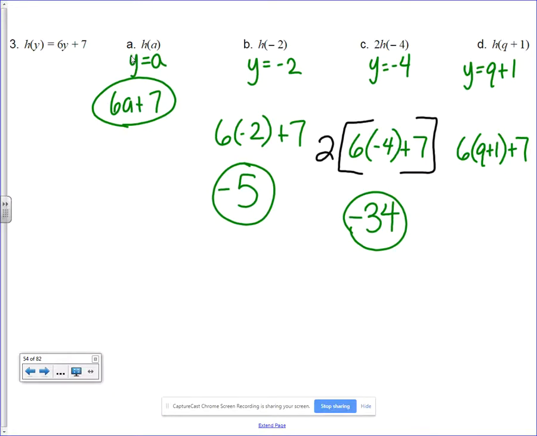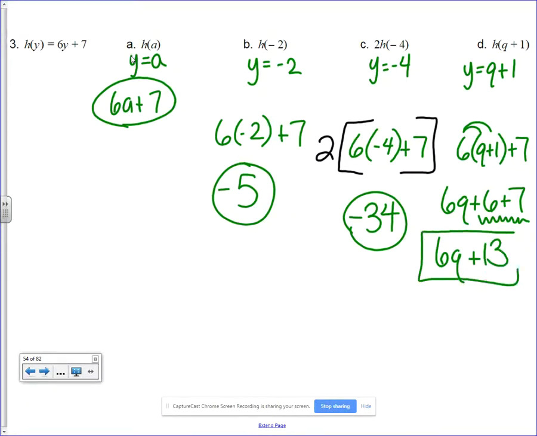I can do a little bit of it. Well, I can do distributing here, can't I? And then, aren't these like terms over here? Which is? So that would be my answer. So I can simplify it a little bit, but I can't work it down to just a number.